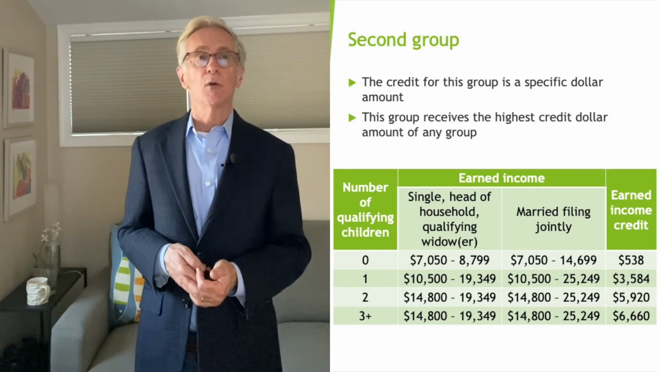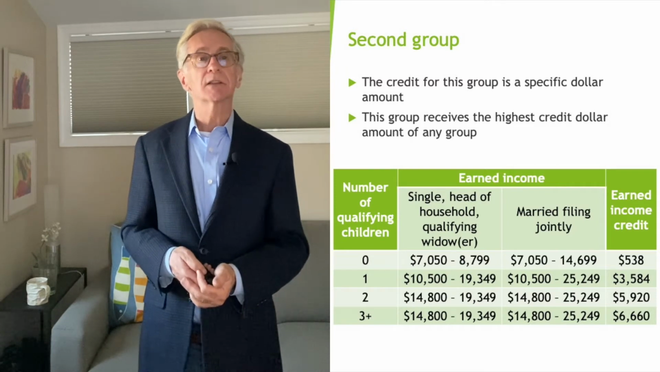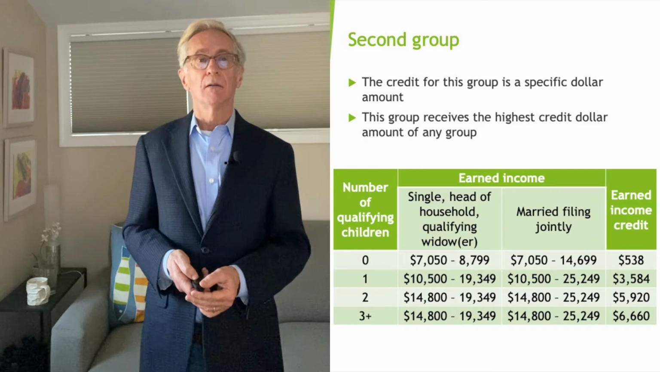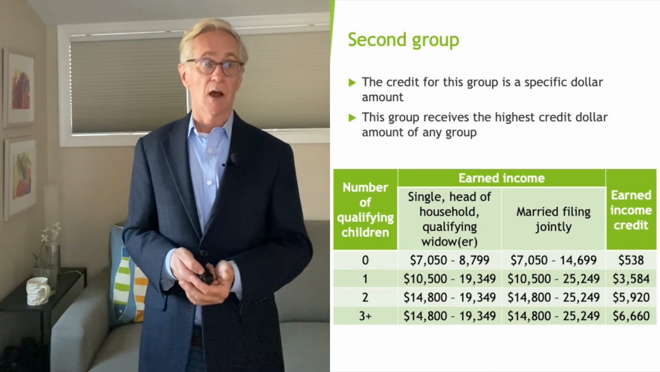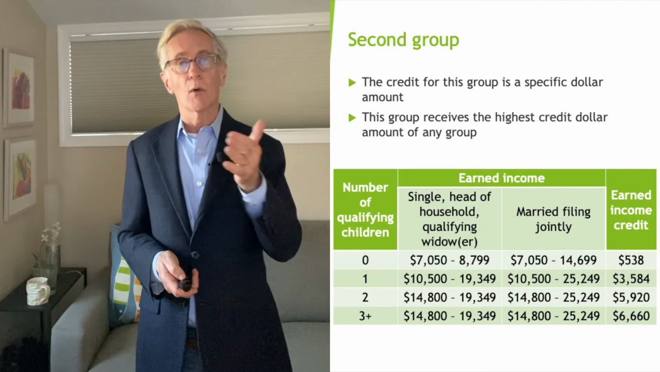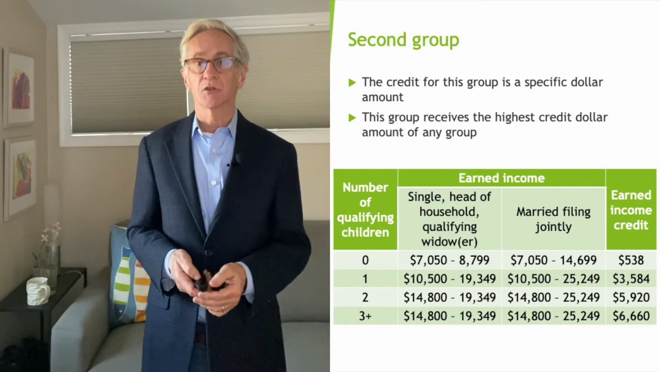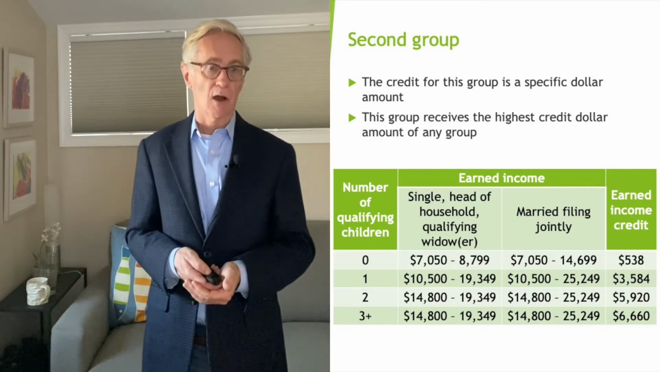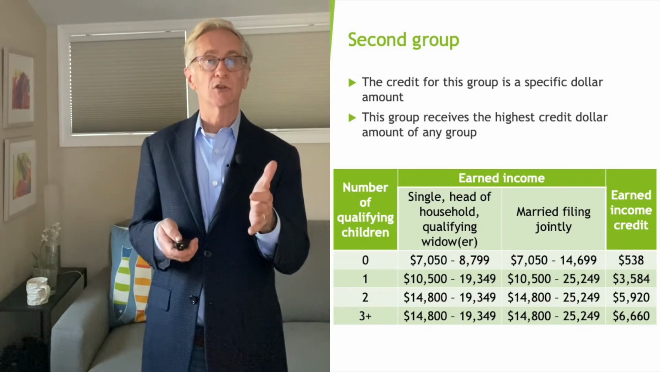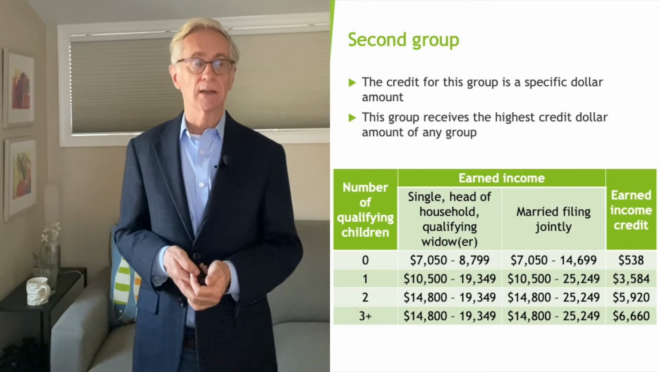So let me do an example. Let's say you have 1 qualifying child, so we're on that row, and let's say that you're single and your earned income for 2020 falls between $10,500 and $19,349. Go all the way across to the final column. Your earned income credit amount is $3,584. So take a look. If your income is falling within these ranges, then this table tells you exactly what your earned income credit is.